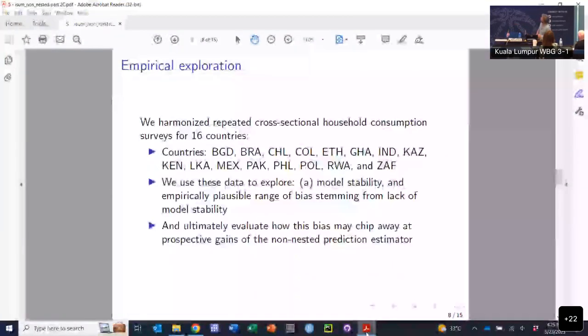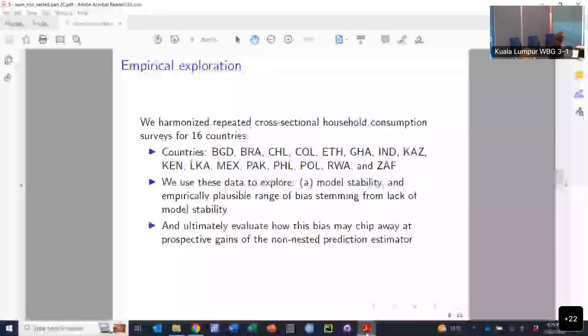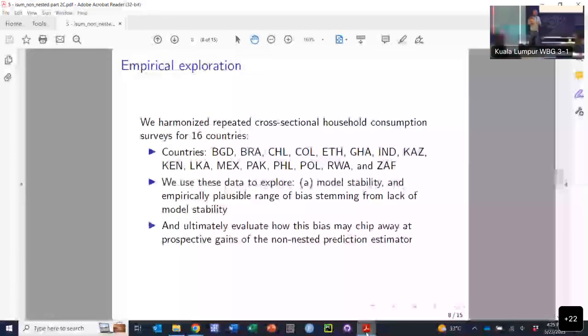So here, for 16 countries, we harmonized. We identified surveys where we have a good number of repeated cross-sections, right? We harmonized them so that we have a similar set of covariates for those countries. These are countries from Central Asia, East Asia, Southern Africa, Latin America, Europe, etc. We use these data to get a sense of the degree of plausibility, and if we violate plausibility, what kind of bias can we reasonably expect by naively assuming plausibility when in fact the model is not stable?